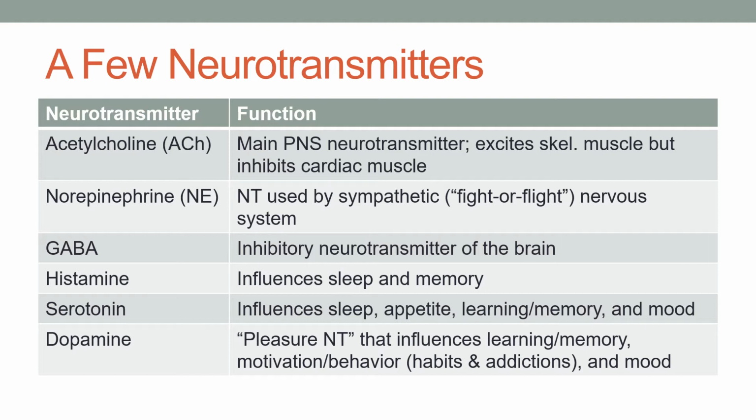Norepinephrine is the neurotransmitter used by the sympathetic or fight or flight nervous system, which we'll discuss in a future lecture. Norepinephrine has excitatory effects on some things. For example, it speeds up your heart rate. It has inhibitory effects on other things. For example, it inhibits the smooth muscle in your bronchi so that they will dilate and let you breathe more easily.